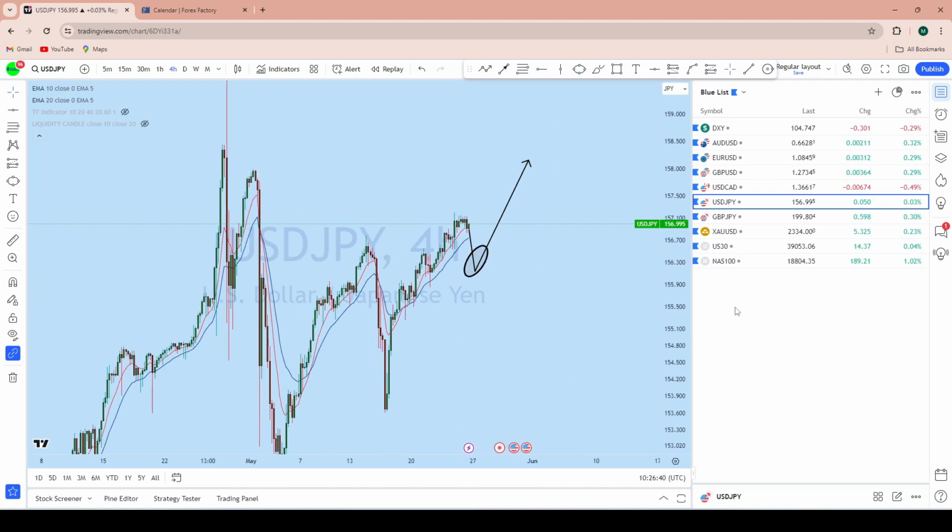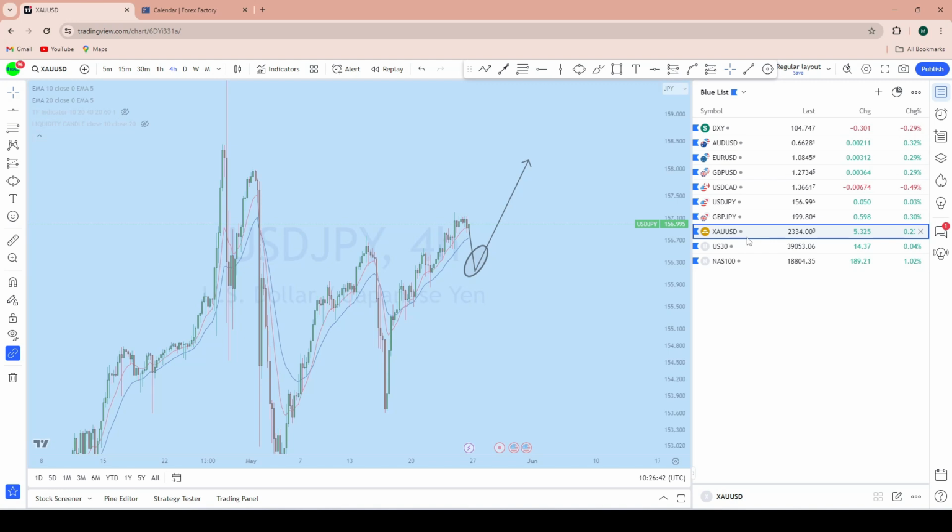Now let's look at gold. Let's see how the market might be doing in the upcoming weeks.